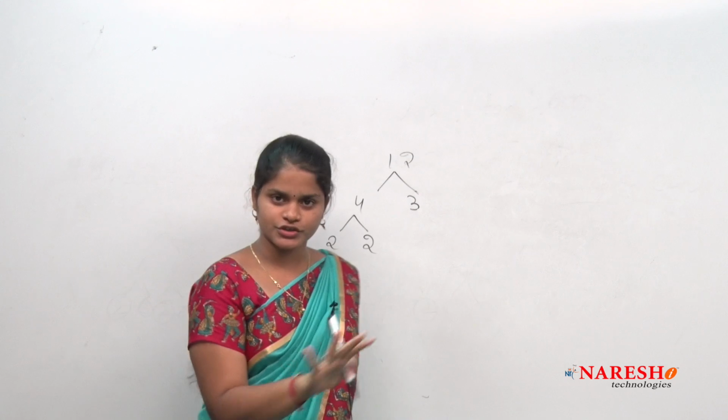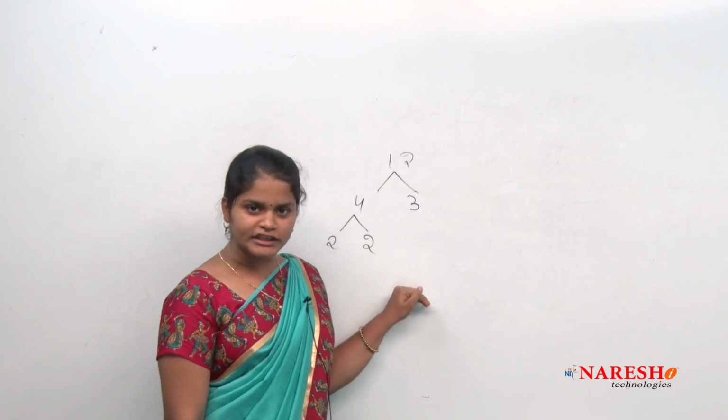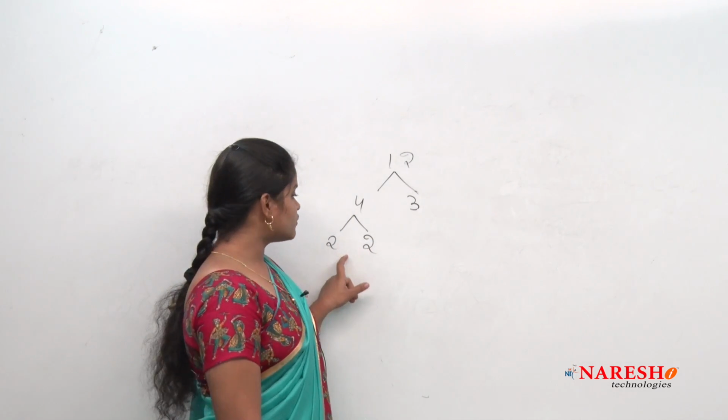It's a prime number, you should leave. Okay, you should split till prime numbers. Okay, 2, 3, 5, 7, 11, 13, 17. Okay, like that. Now 2.